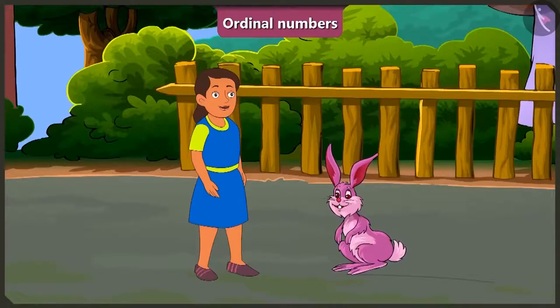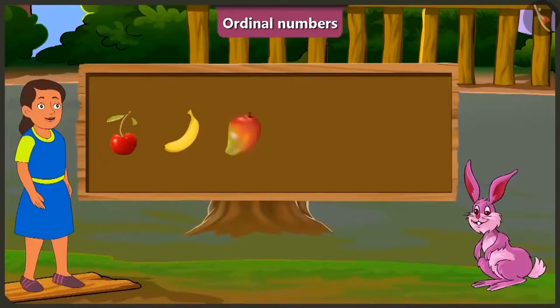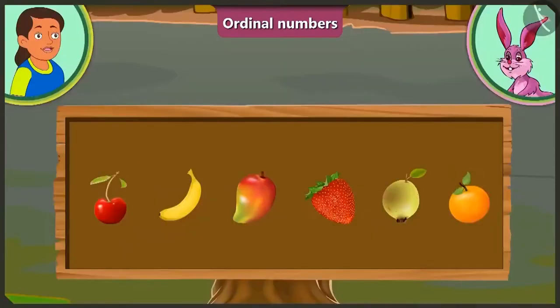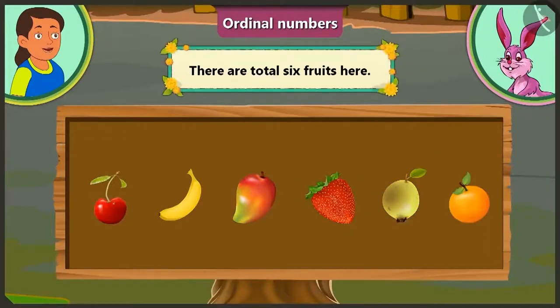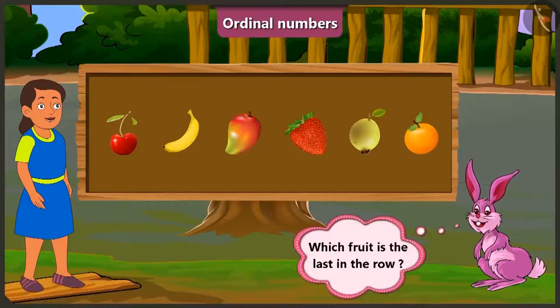Come, now let us look at the third example. Look here, Bubbly. There are some fruits given here. Can you tell how many fruits are there in total? Look, here we have 1, 2, 3, 4, 5 and 6. That means there are 6 fruits in total. Well done, Bubbly. Now tell me, which fruit is the last in the row?